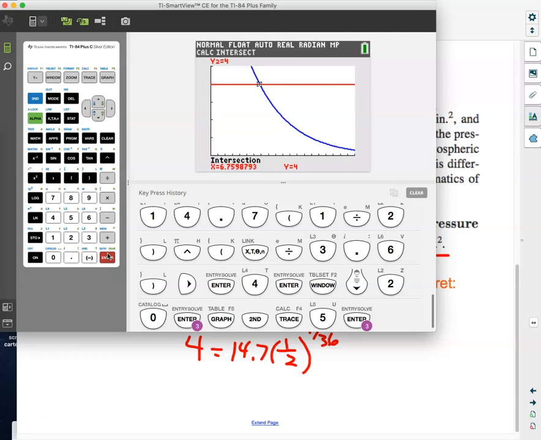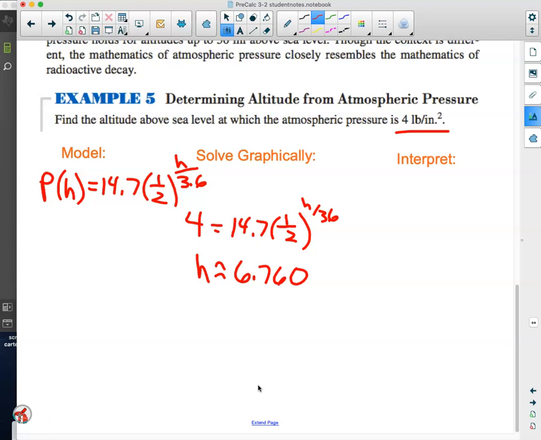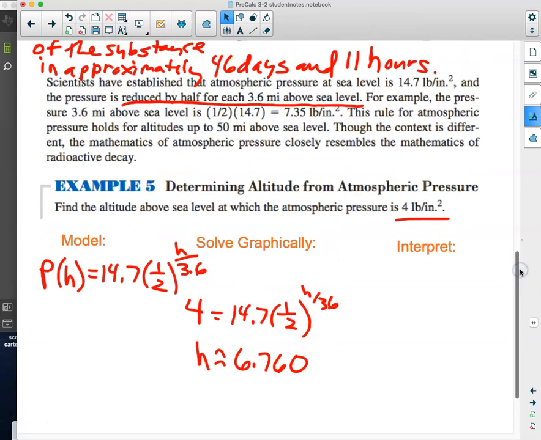And there it is, we're going to have 6.760 with our rounding to 3 decimal places. And then we want to figure out a label for that. And that was, scroll it back so you can see it here, miles above sea level.